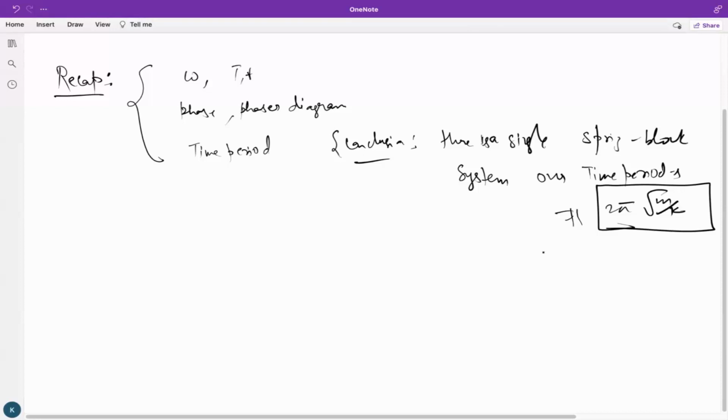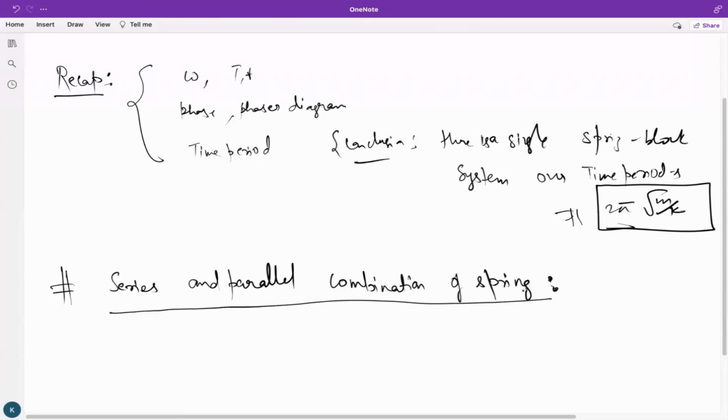So let me give the heading of today's topic. We are dealing with series and parallel combination of springs. Okay, so this is our topic. First we will start with the series combination.